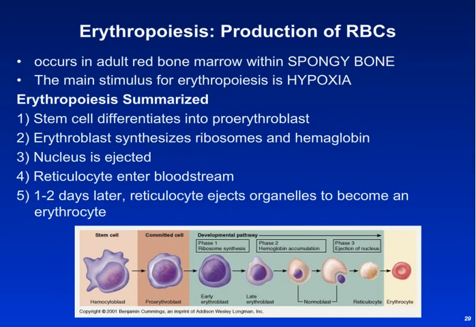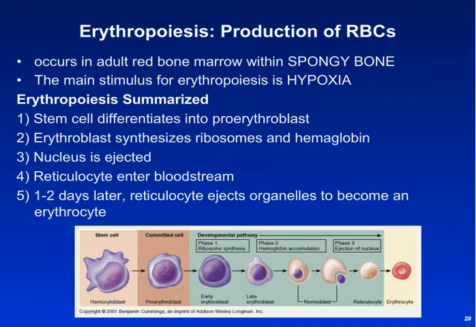Now that we've talked about the process through which red blood cells die and are recycled, let's talk about the process through which they are born again. This process is called erythropoiesis, that is the production of red blood cells. And this occurs in the red bone marrow within the spongy bone. If we're looking at neonates and infants, there's a little bit of this going on in the spleen as well as the liver. The main stimulus for erythropoiesis is hypoxia.